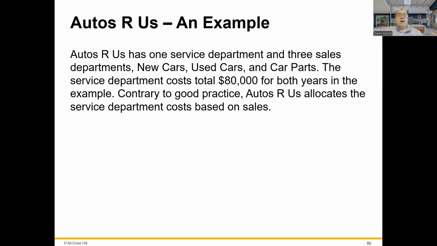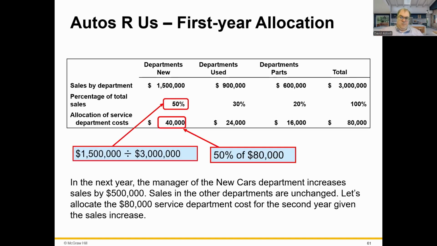And we're going to take a look at Autos R Us. Again, we'll assume the following facts. Autos R Us has one service department and three sales departments, and they sell new cars, used cars, and car parts. The service department costs total $80,000 for both years in this example. And contrary to good practice, Autos R Us is going to allocate its service department costs based on sales. So the allocations of the service department costs for year one are shown.